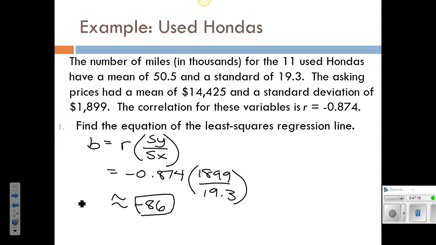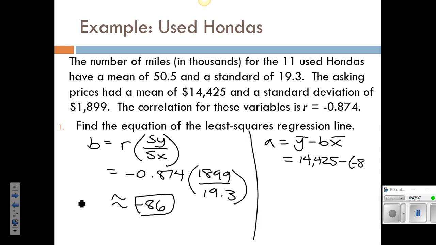Good. How do you find the y-intercept? A equals y bar minus b times x bar. All right, what's y bar? 14,425 minus a negative 86 times, let me give myself some more room here. What's the mean there? 50.5?